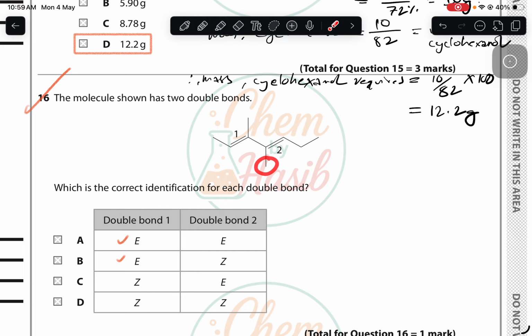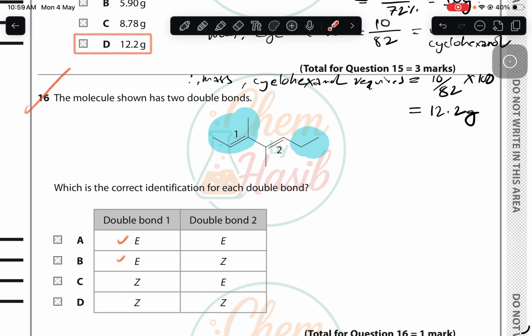One is a CH3 group and another is a big group. So the big group is the higher priority one. And on this double bonded carbon, you have a hydrogen and you have a C2H5 group. Definitely the C2H5 group has higher priority.